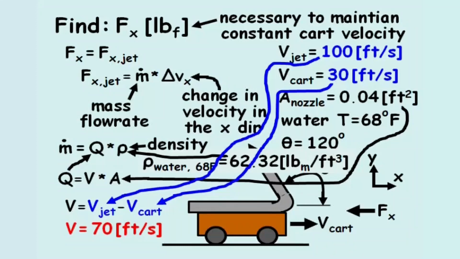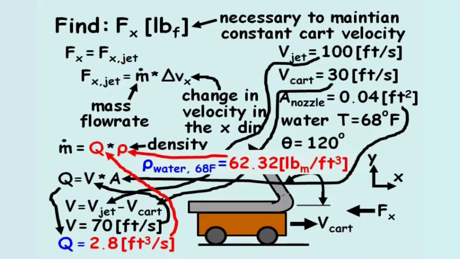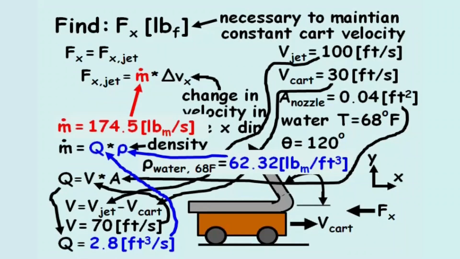70 feet per second times 0.04 feet squared equals a flow rate of 2.8 cubic feet per second. 2.8 cubic feet per second times the density of 62.32 pounds mass per cubic feet equals 174.5 pounds mass per second for the mass flow rate, m dot.